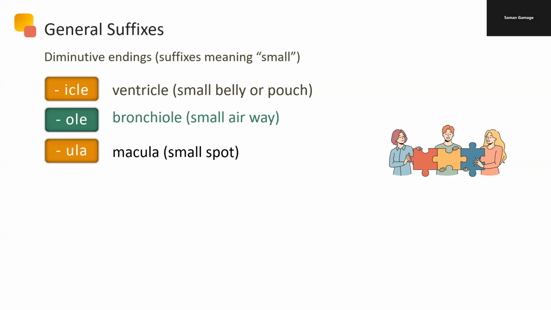Ula, again a small spot. Macula, small spot. Ule, pustule, small pimple. When you have a small pimple filled with pus, it is a pustule.